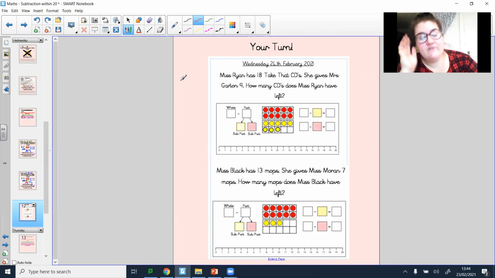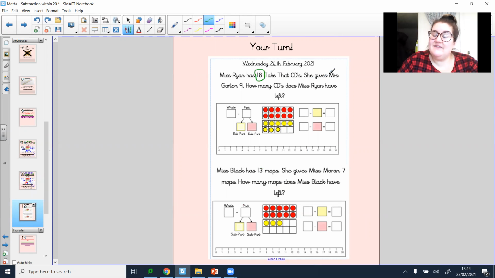So your first question, Miss Ryan has 18 Take That CDs. I'm sure she's got many more than 18 in her CD collection. She gives Mrs. Garton 9 of them. How many CDs does Miss Ryan have left? Okay, so you can see I've circled the important bits of information, and I will end this video on the slide with the steps to success so you can go back to that if you need to.